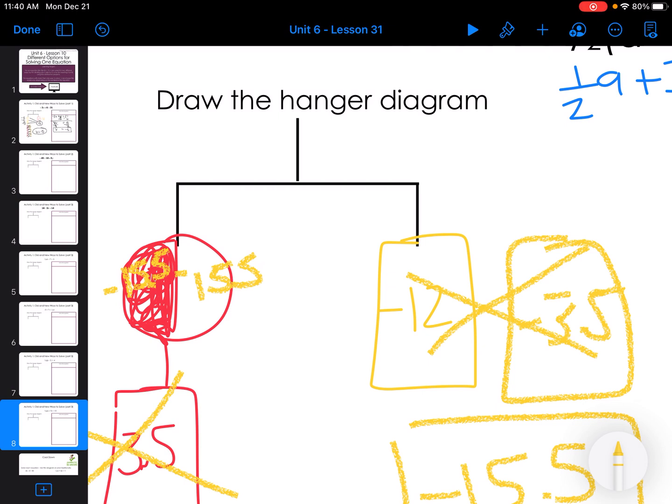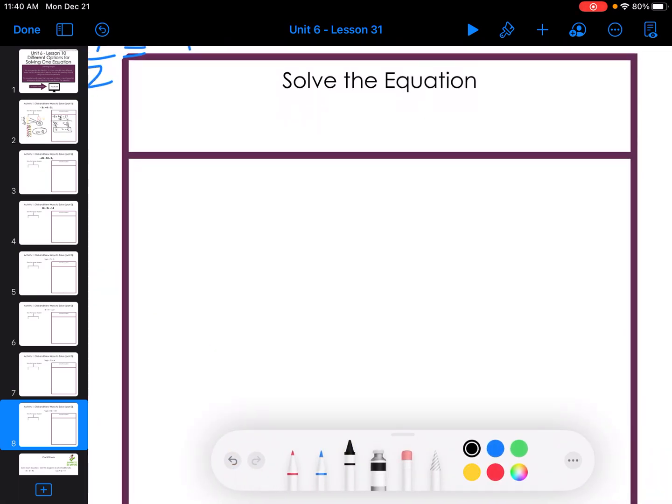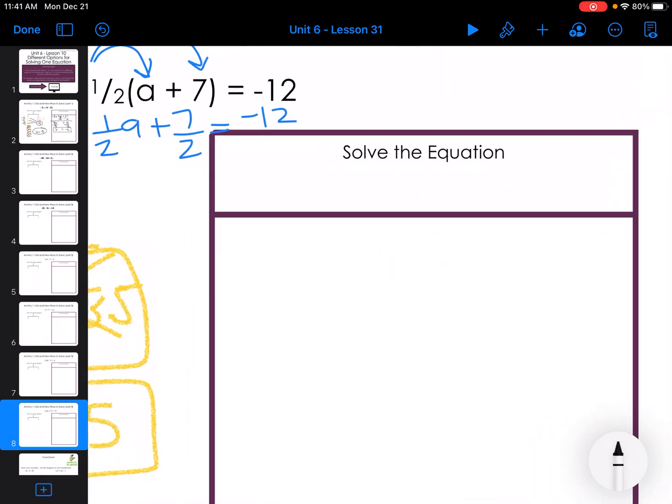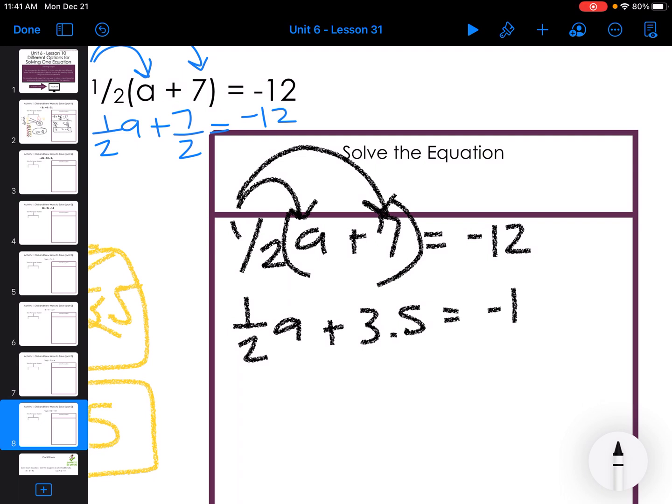So I think my answer is going to be negative 31, because I add both of them together. But let's test it and see if we're right. Over here, I'm going to solve it traditionally. So I have 1/2 A plus 7 equals negative 12. I've got half of A, and then half times 7 is 3.5, equals negative 12.